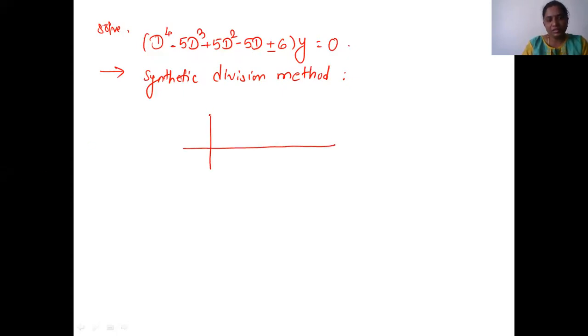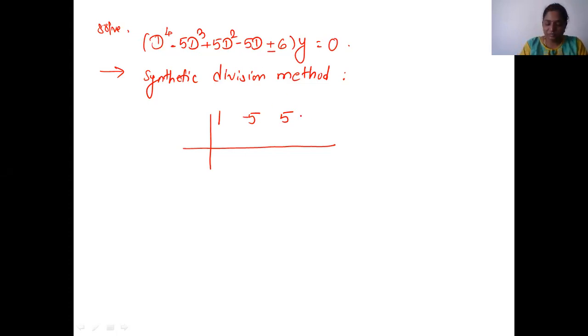Something like this. You remember? Then the coefficient of the higher order term, d raised to 4, its coefficient, you write here: 1. After d raised to 4, d cube comes, its coefficient is minus 5. Write it here. After d cube, d square, its coefficient is 5. If there is no term of d square, what will you write here? 0. As it is not there, you have to write 0 there, right?